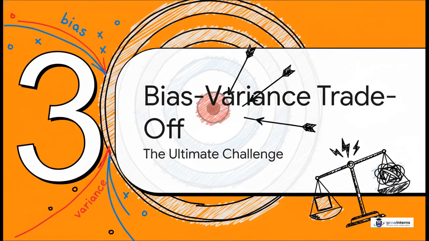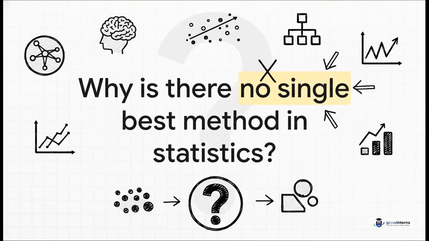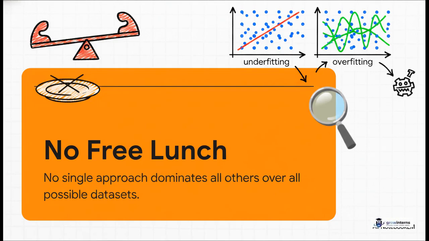All right, let's hit Section 3, the bias-variance trade-off, the ultimate challenge in predictive modeling. At this point, you're probably wondering, if we have all these incredibly advanced algorithms, from basic linear regression to massive neural networks, why can't we just pick the single best one for every data problem and call it a day? Well, the answer comes down to a well-known concept in statistics called the no free lunch theorem. Simply put, there is no single magic approach that dominates all others across every possible dataset.